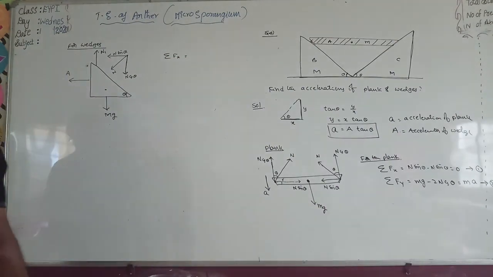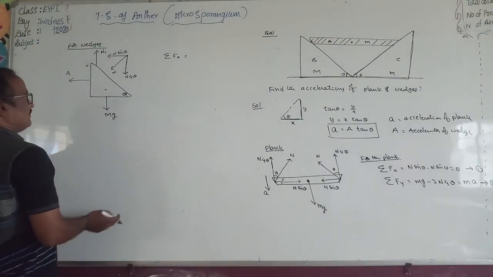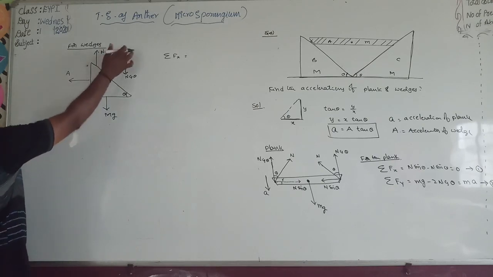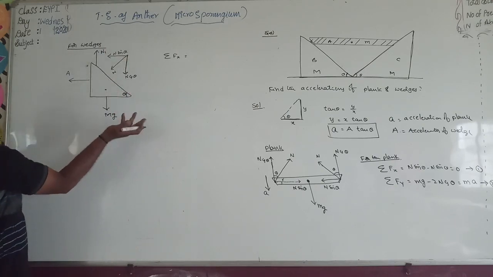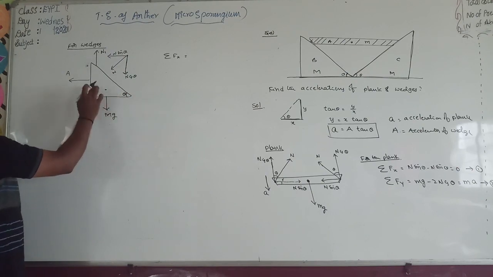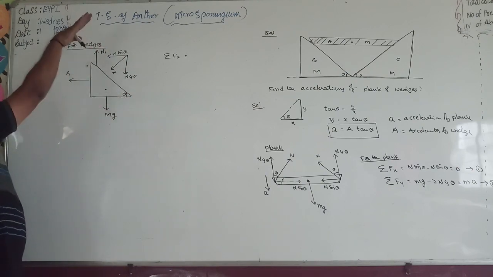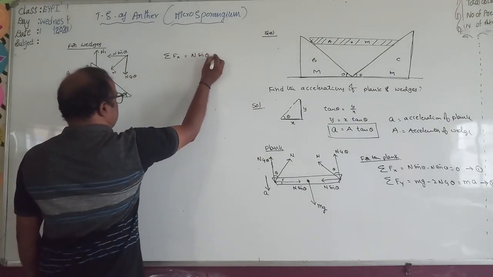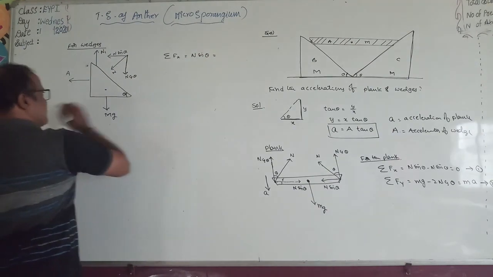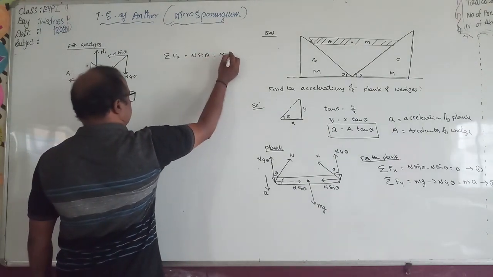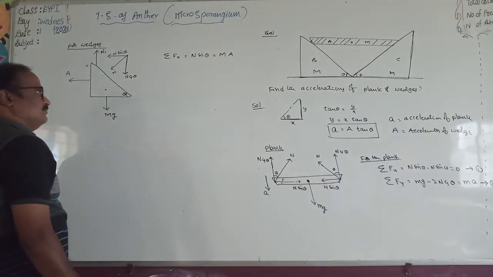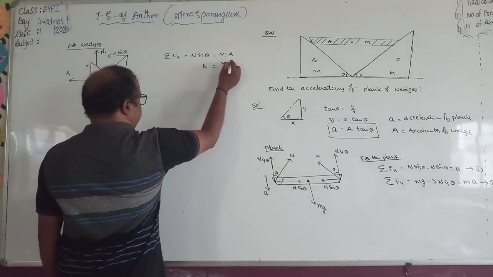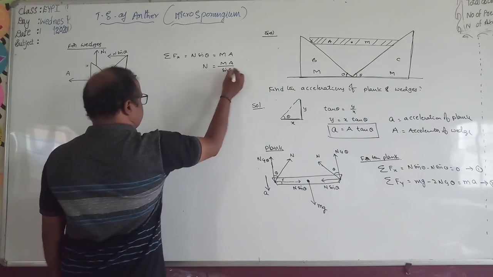Sigma Fx is equal to what? Only along the horizontal direction, the force acting on the wedge is N sin theta alone. There are no other forces, because the wedge doesn't move vertically upwards. So sigma Fx is equal to N sin theta, and due to this force it is moving with an acceleration capital A. That's why N sin theta is equal to M into A. From this, N is equal to MA by sin theta.